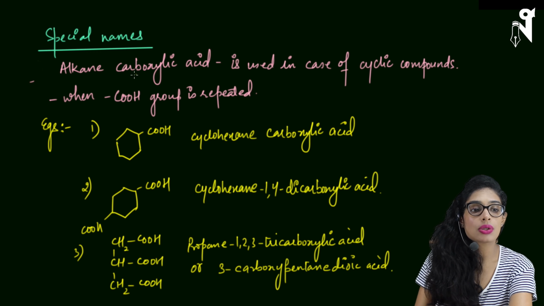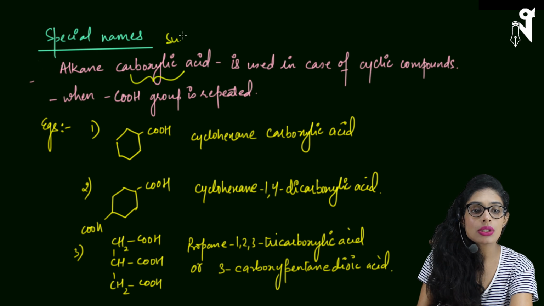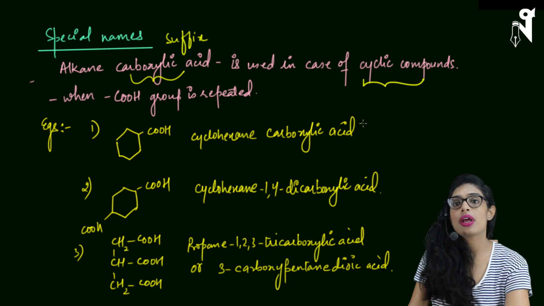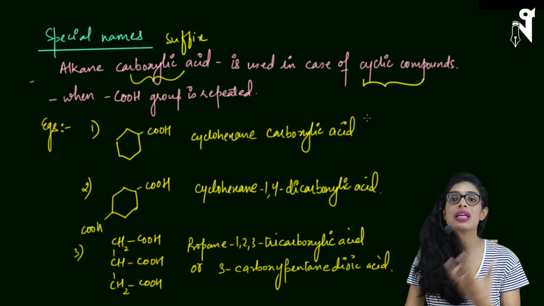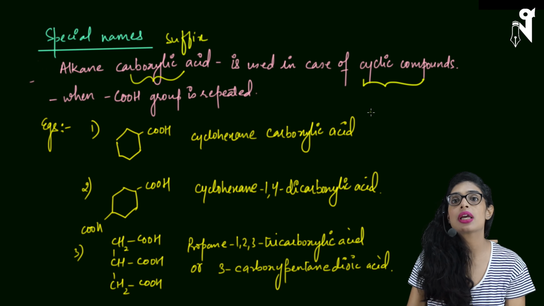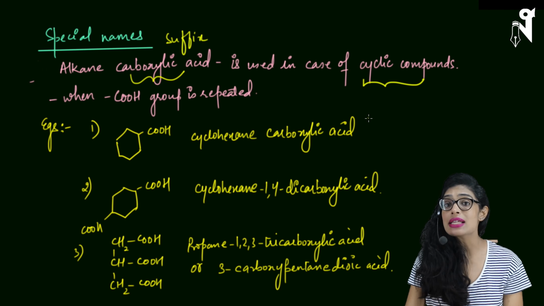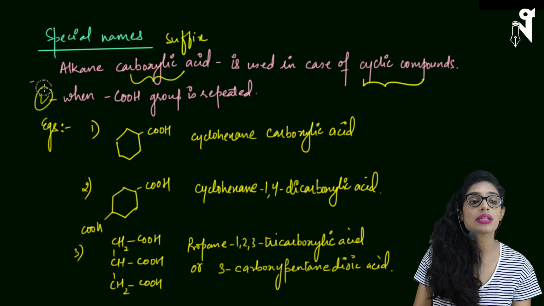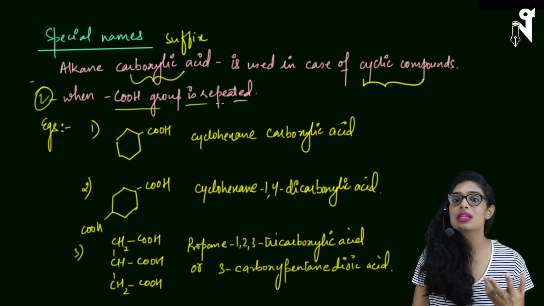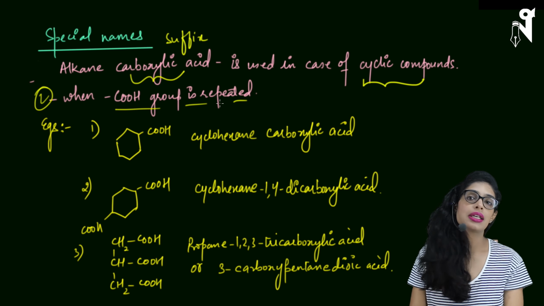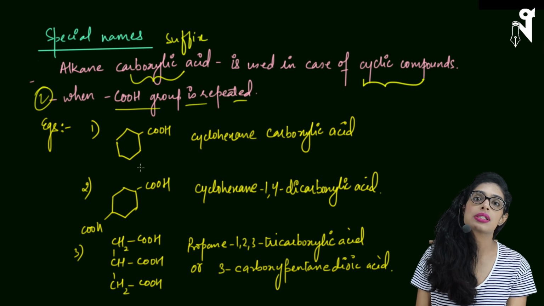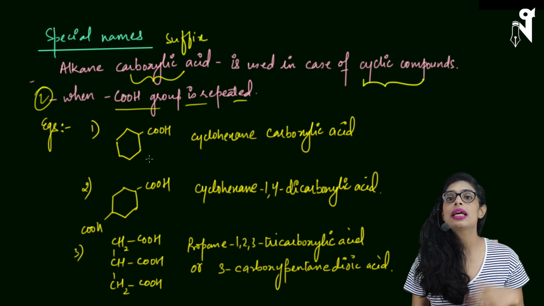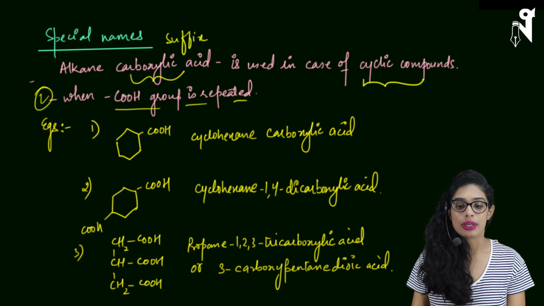The carboxylic acid suffix is going to be used where we have cyclic compounds. Wherever we see COOH attached to a cyclic compound, we will use the suffix carboxylic acid rather than oic acid. This is the first case. The second case is where the COOH group is repeated. Now what does it mean? Let's directly understand with a question, because this won't make much sense when just a sentence is written. So let's directly look at the questions here.